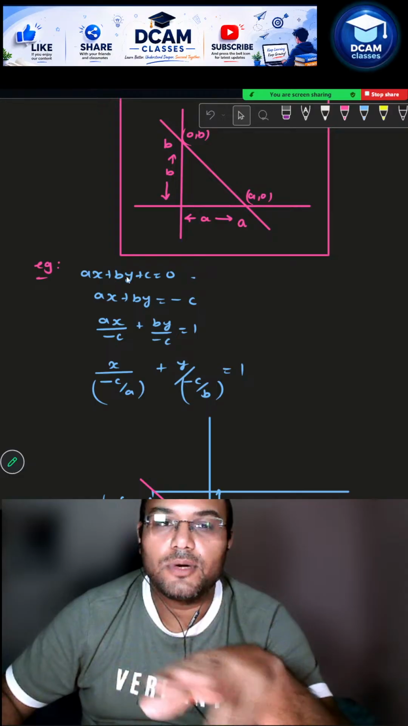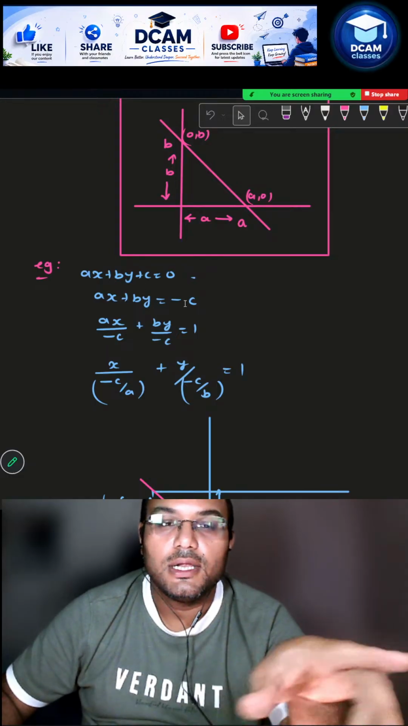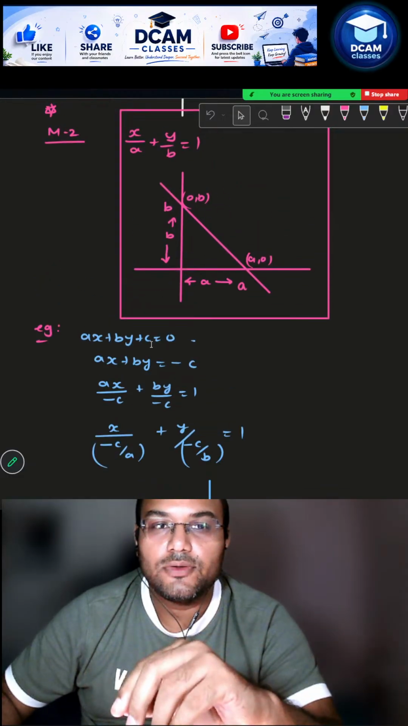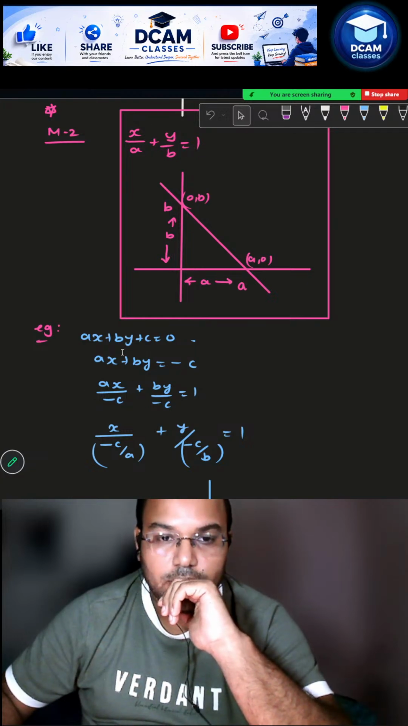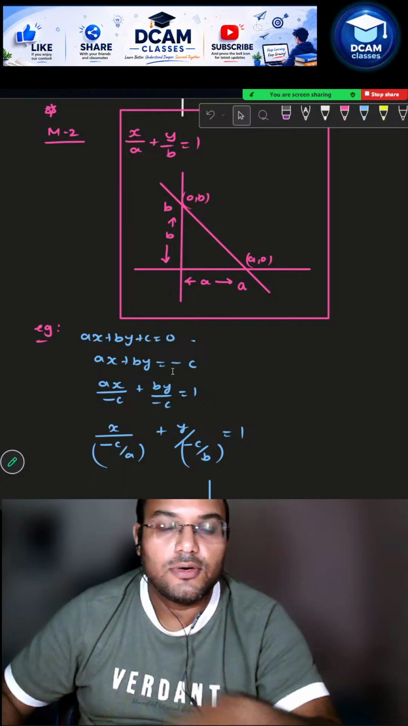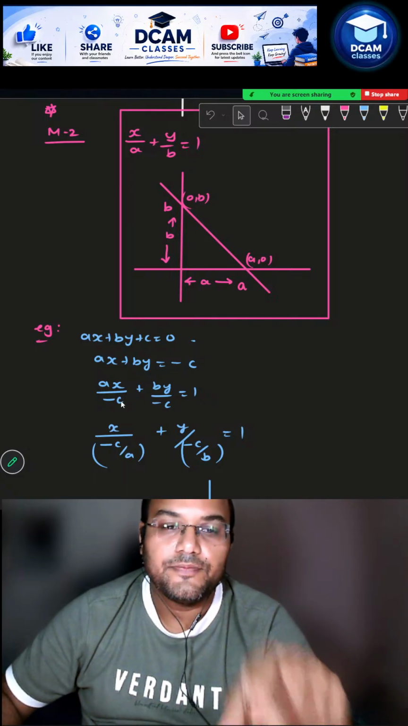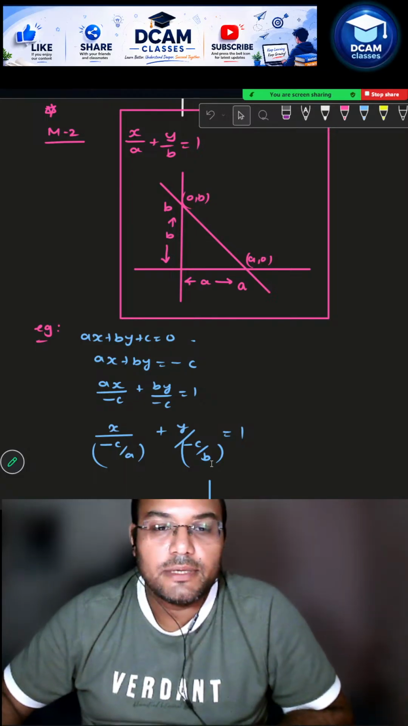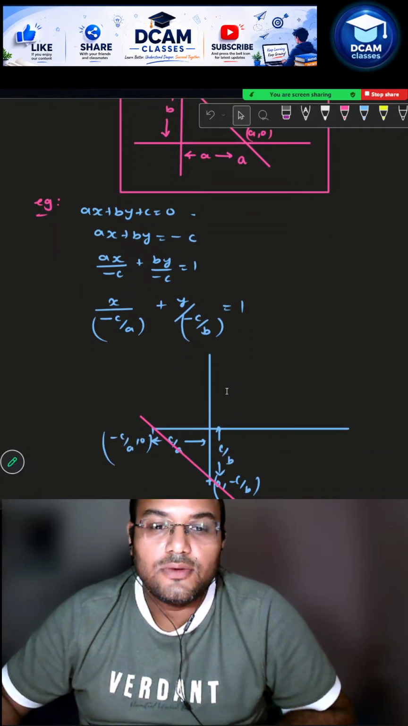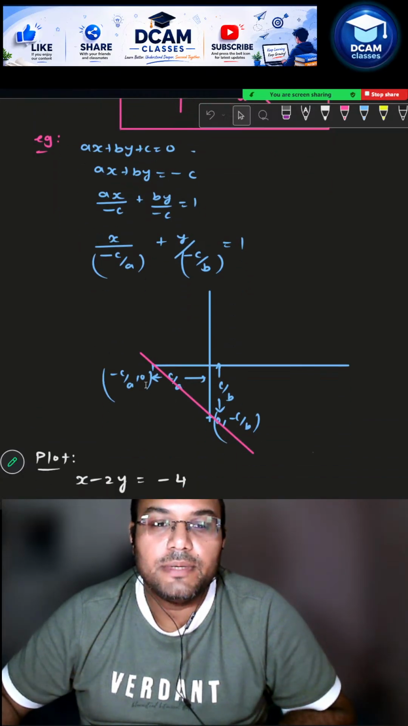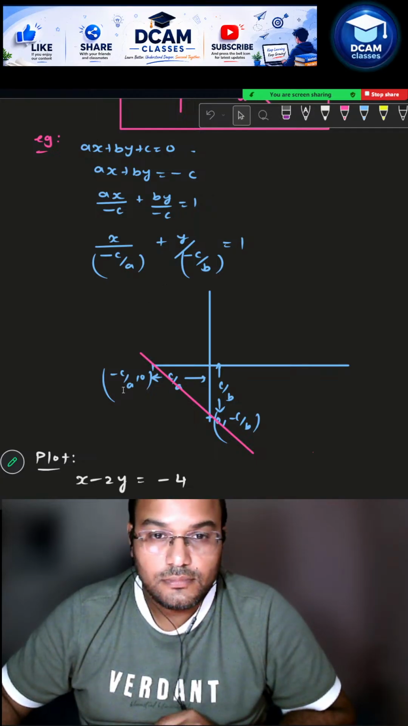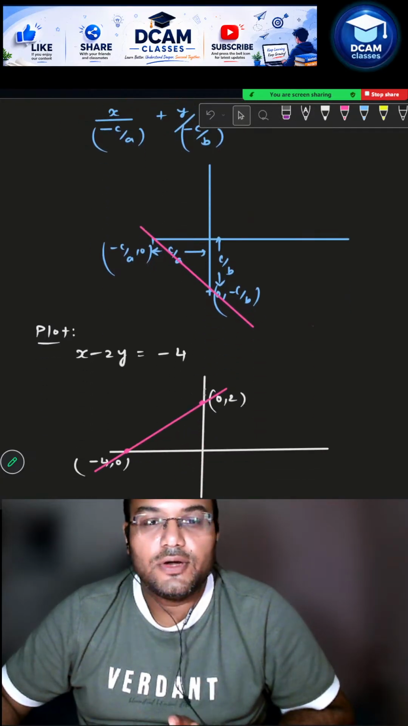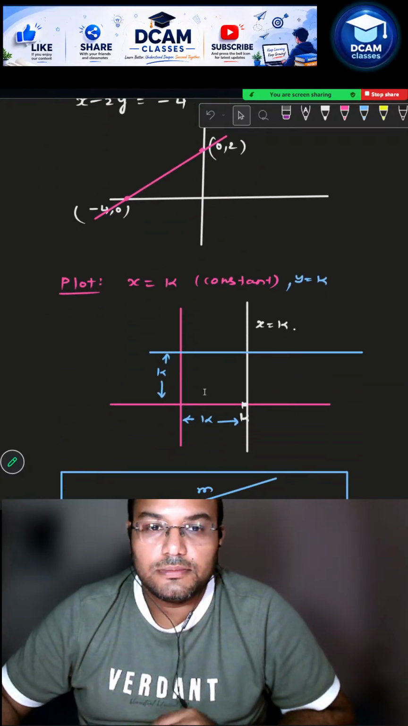Like if you want to plot ax plus by plus c equal to 0, then you will try to write this particular given equation in the form of x by a plus y by b equal to 1, like I have done it. Take c on the right side, divide the whole equation by minus c, and then it will be x by minus c by a plus y by minus c by b equal to 1. Then your intercepts will be minus c by a and minus c by b, like that. Okay? Okay. This we already know, so no need to move.